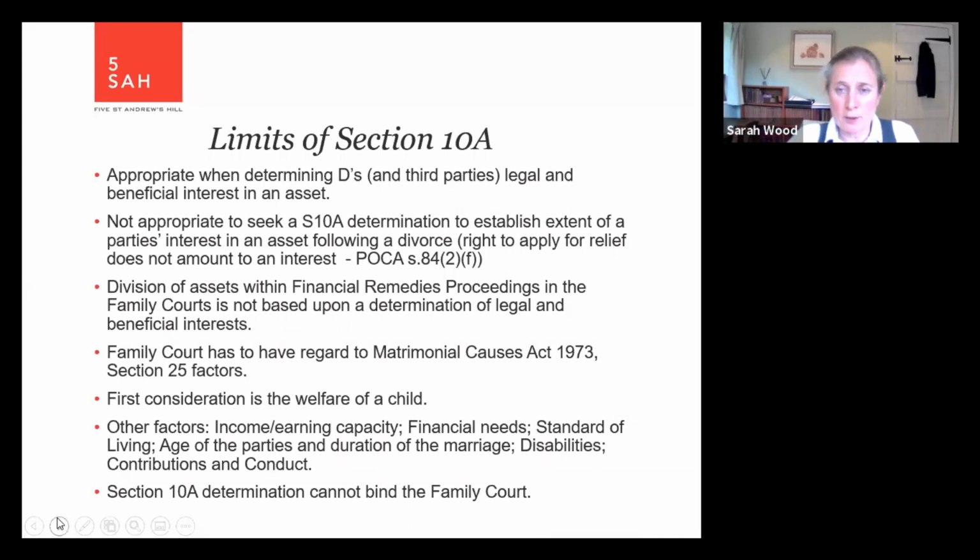And some people may try to argue that in fact what the court should do under a Section 10A determination is try and work out how matrimonial property should be distributed following the breakdown of a marriage. Now, the reason why Section 10A should not be used for that is twofold. First of all, the right to apply for relief, that being the relief within the family proceedings, doesn't amount to an interest within the definition of Section 84 of POCA.